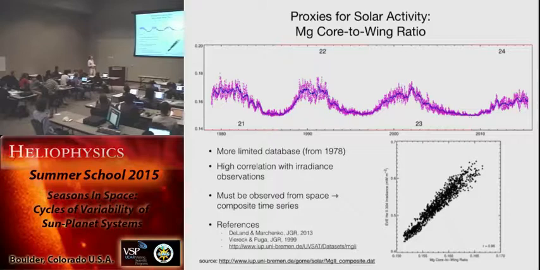So here's an example that I put together with 304. Here's the irradiance in 304. Here's the magnesium core to wing ratio. Correlation is very high. And of course, this has to be observed from space. At these wavelengths, this emission is absorbed in the Earth's atmosphere. And so another pathology or another potential problem is that you have to put together time series from different satellites. And now, because it's a ratio, the absolute calibration isn't a problem, but you have different spectral resolutions, and so it's sometimes difficult to meld all of these things together.